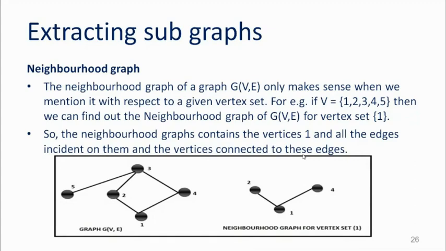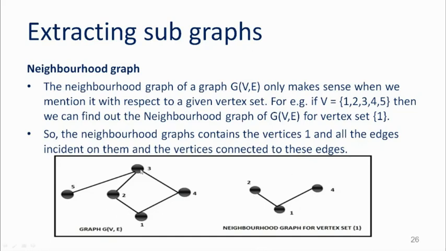That means even though you have given a big graph, you have to give the first vertex set. If V is equal to {1, 2, 3, 4, 5}, then we can find out the neighborhood of the graph G(V, E) for vertex 1. So we are starting with 1. You may start with any vertex of your choice. Either you may start with 4 also. If you start with 4, the connecting edges to 4 are 3 and 1. So that can be taken as the neighborhood graph. And if you take 1, then 2 and 4 are the connecting vertices. So this can be considered as the neighborhood graph.